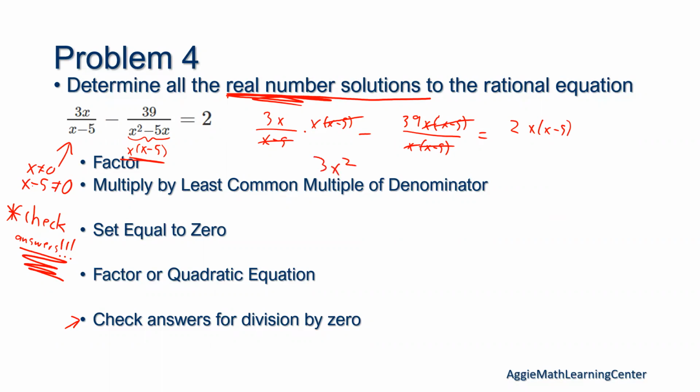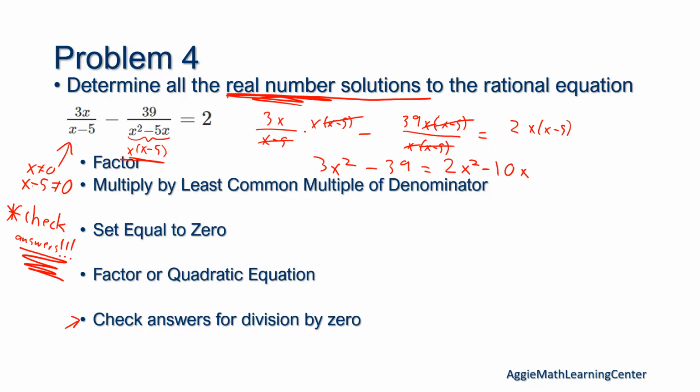3x squared minus 39 equals, I'm going to go ahead and distribute this. So 2x times x, 2x squared minus 10x. This is so much easier than the way I did it. I'm glad you're doing this problem.